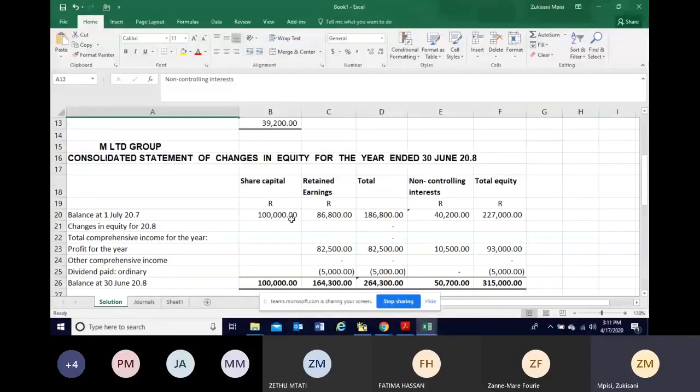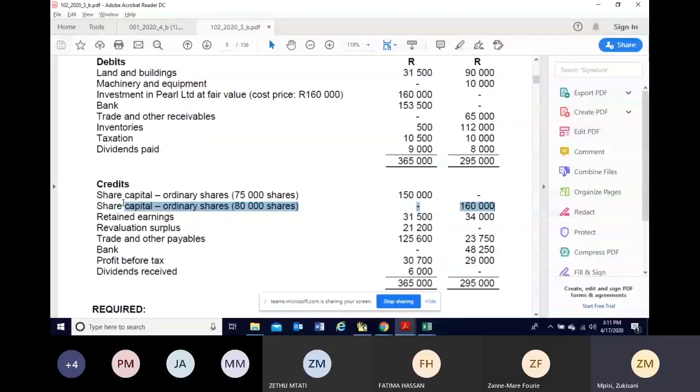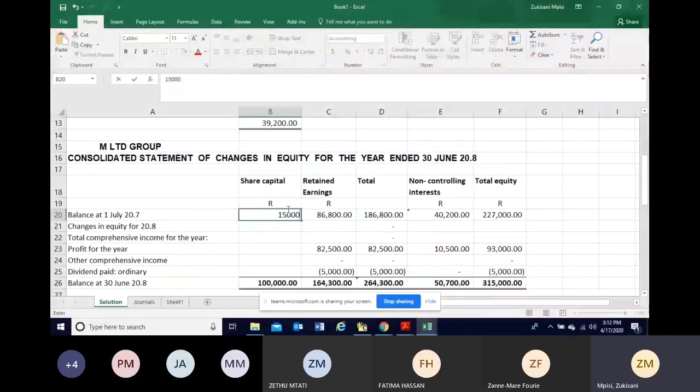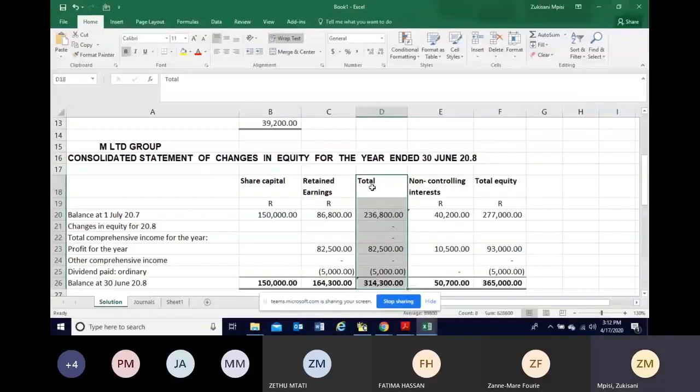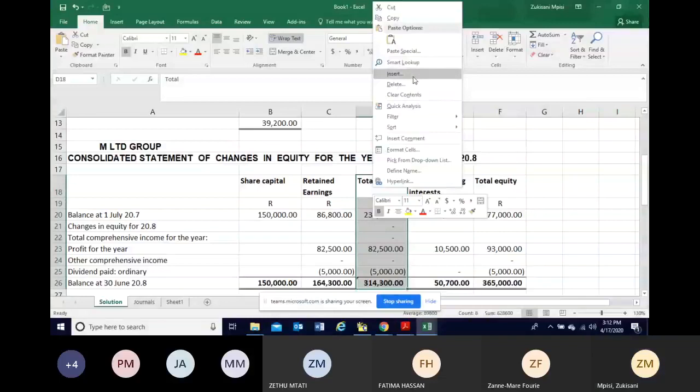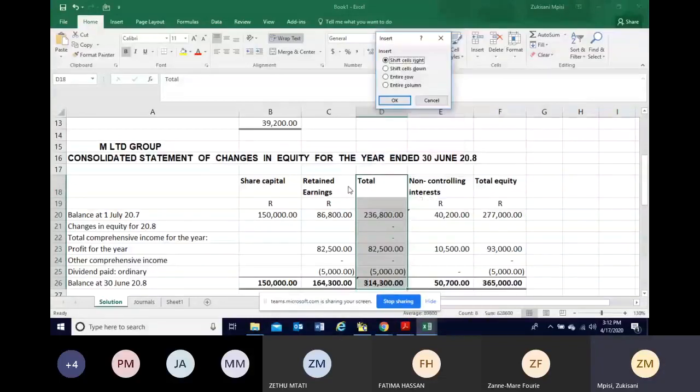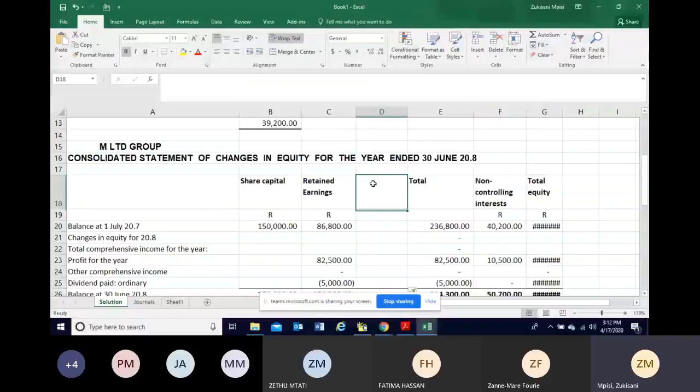And then when we come to the statement of changes in equity, we're going to look at how much we have. Remember, this we're going to eliminate in any case. So we are going to be left with the parent share capital, which is 150,000. And on the retained earnings side, remember, I saw a revaluation surplus there. Shift cells to the right, because now we have to put the revaluation surplus that I saw for the parent.